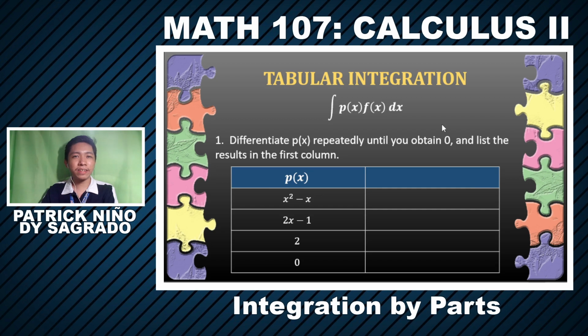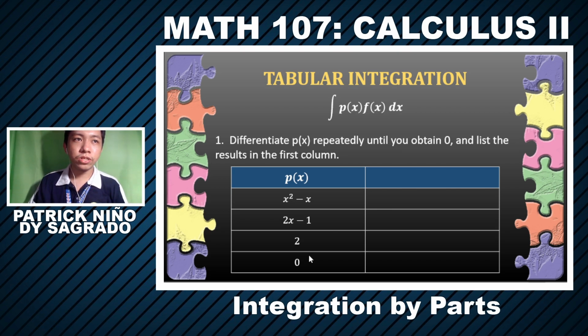So this is technically a subpart in our integration by parts. We follow this format: p of x, f of x, dx. The first step is to differentiate p of x repeatedly until you obtain 0 and list the results in the first column. In our case, x squared minus x is our u, or the first part. Then 2x minus 1 is its first derivative. Its second derivative is 2. Its third derivative is 0. So we have reached the end.